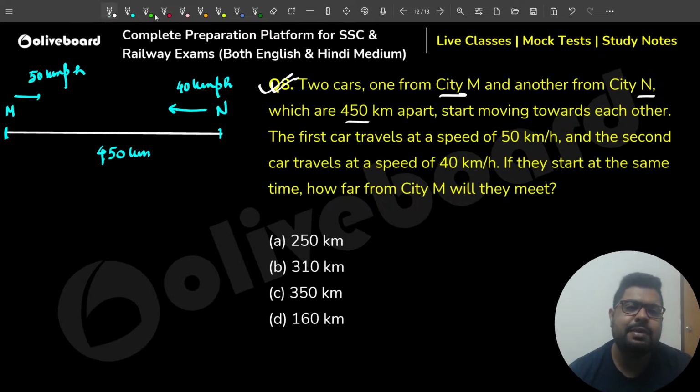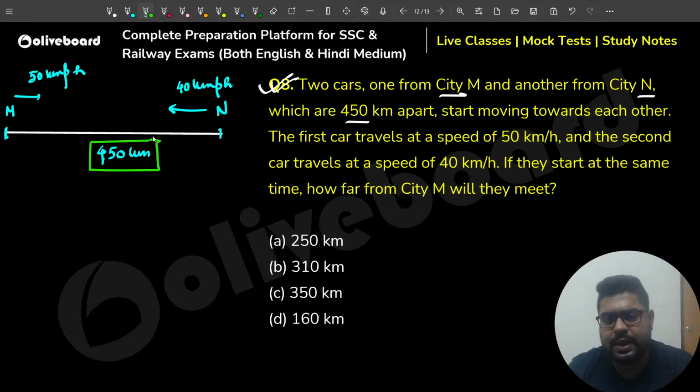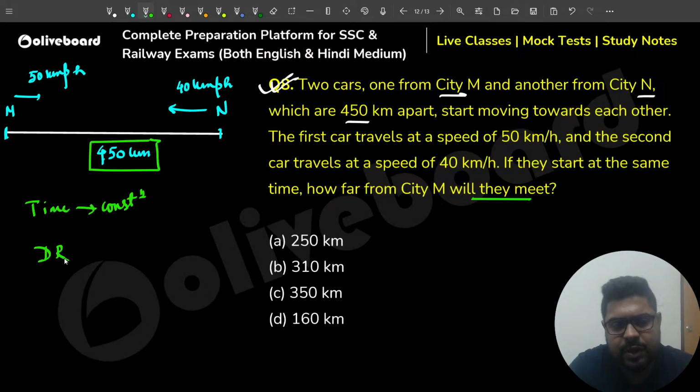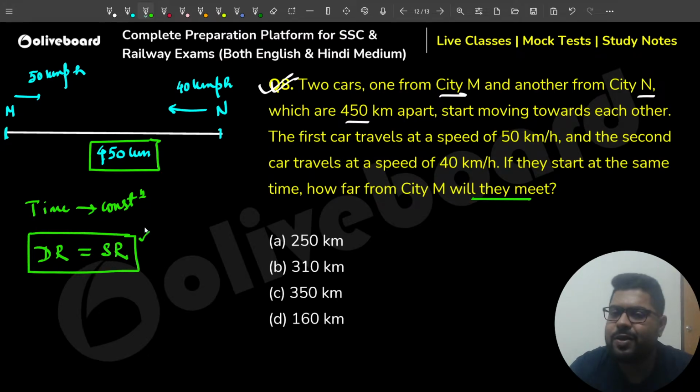Sir, always remember one simple logic. If they are meeting each other, both have traveled for the same amount of time. So time is constant. If time is constant, then distance ratio becomes equal to speed ratio. So speed ratio here is 5:4, sir.